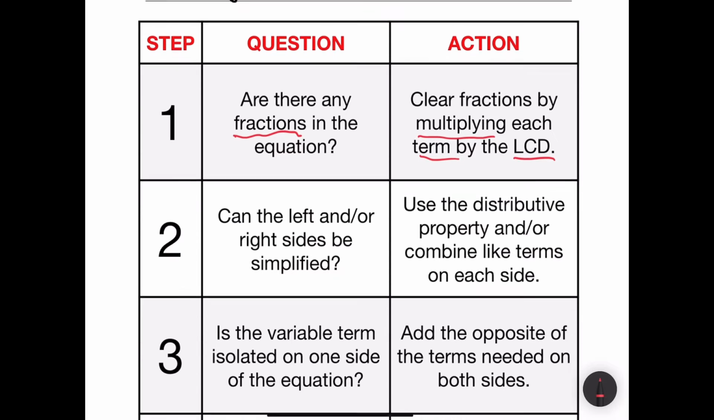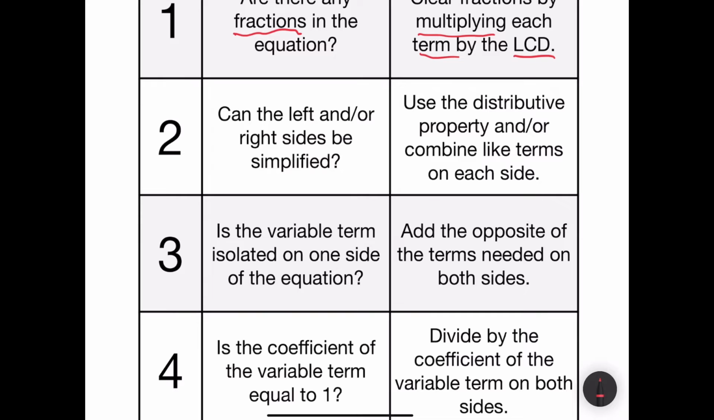Step 2, we're going to ask ourselves, can the left and or right sides be simplified? So we're going to use the equal sign to split the equation into a left side and a right side. And if it can be simplified, we're going to use the distributive property, or we're going to combine like terms on each of those sides so that the left side is in its simplest form and the right side expression is also in its simplest form. Then we'll move on to step 3.